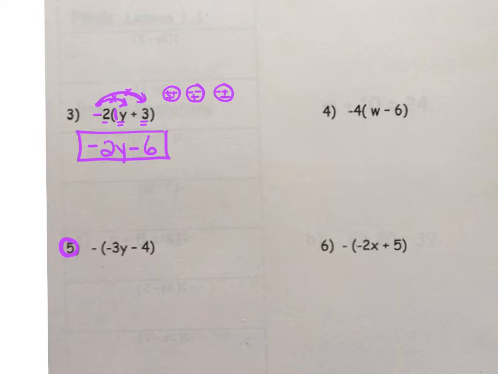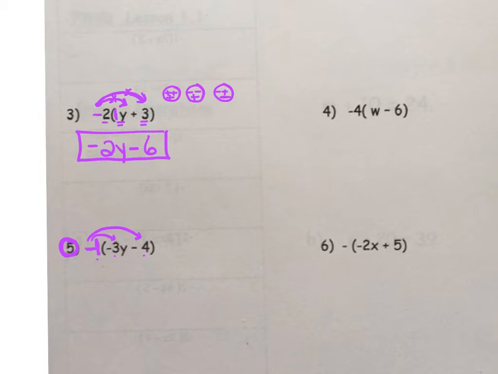In problem number 5, we have a negative in front of the set of parentheses. Please put a 1 behind that negative symbol. We are distributing a -1 to each of those terms. We know that the 1 will be multiplied by the 3 and then by the 4, but the negative is going to flip each to their opposite.